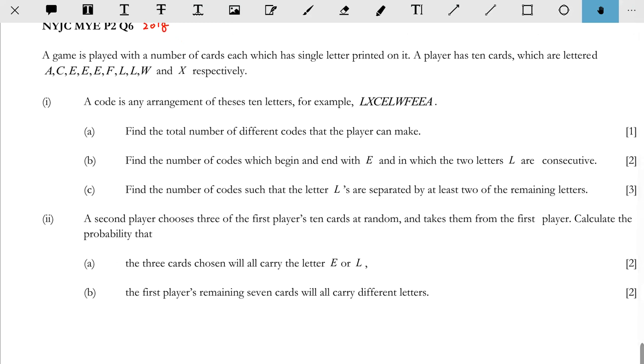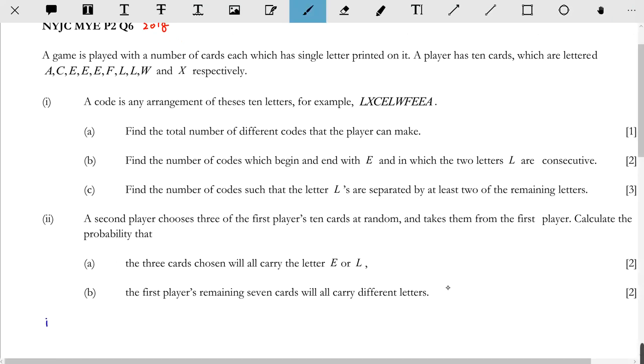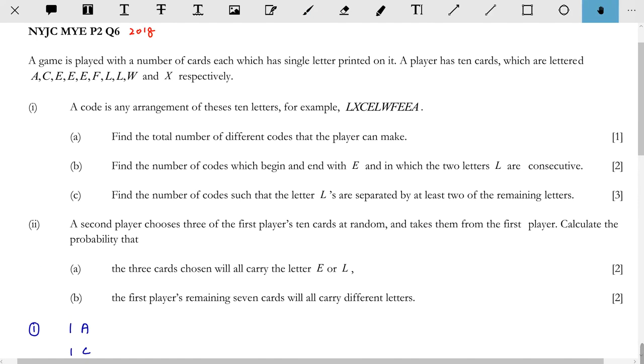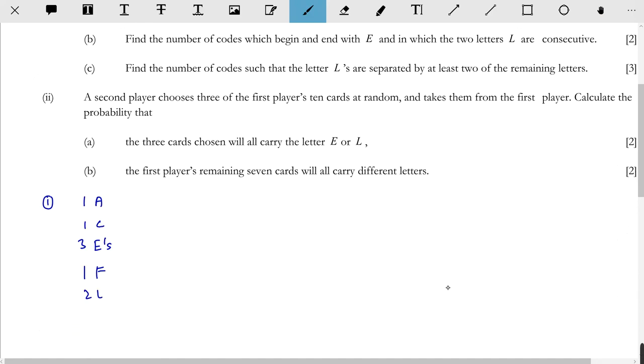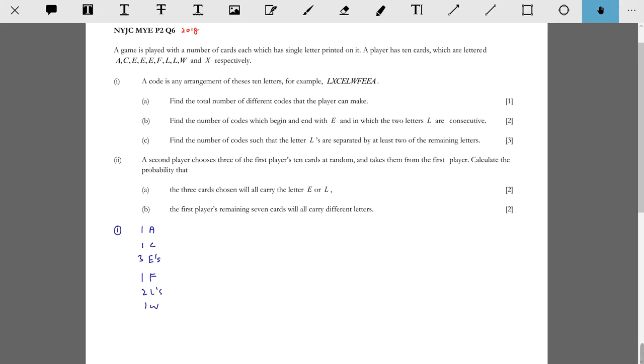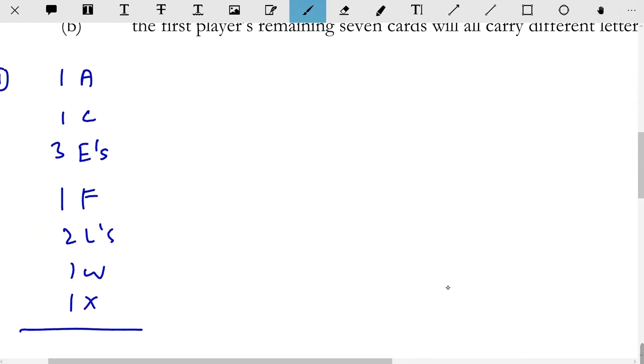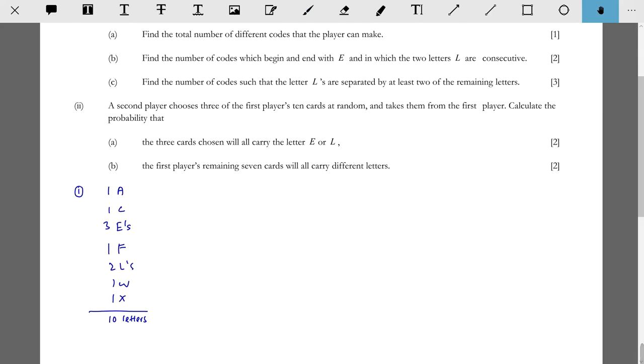This is a pretty merciful question because it lists out all the letters for you, the number of letters in order, so you don't need to go and count it out. So I'm just going to list everything down now. So it's one F, then you have two L's and one W and one more X. Do not forget about that. So before you do any calculation, just count the letters: 2, 4, 6, 10 letters. Yes, so it tallies, so you can just move on.